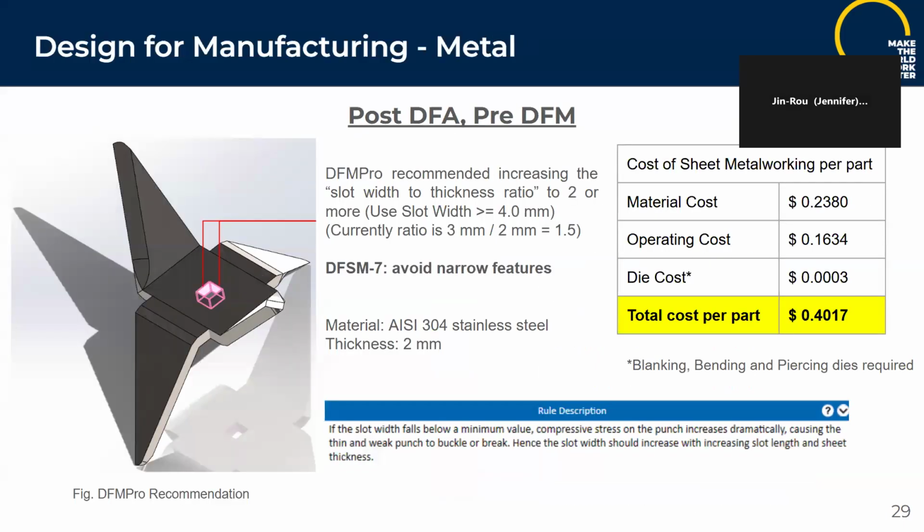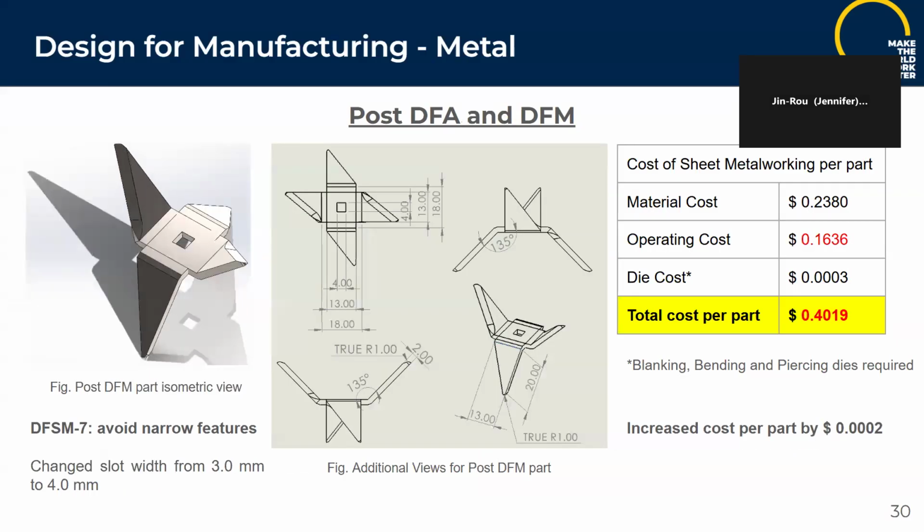For DfM Part 2, we performed DfM analysis on the smoothie maker's blade, selecting sheet metal working as the manufacturing process. The estimated cost is around 40 cents per part. DfM Pro recommended increasing the slot width to thickness ratio, which corresponds to design guideline number 7, avoid narrow features. Following this guideline, we increased the slot width from 3 to 4 millimeters. The cost estimation increased very little, by 0.02 cents.